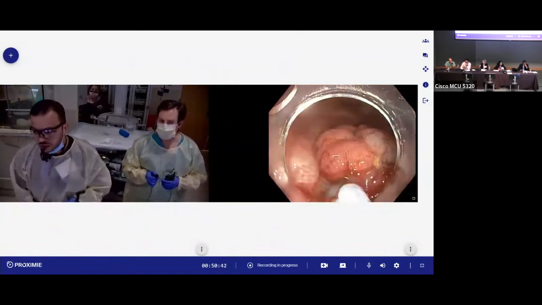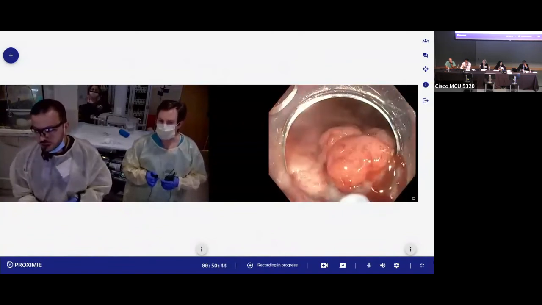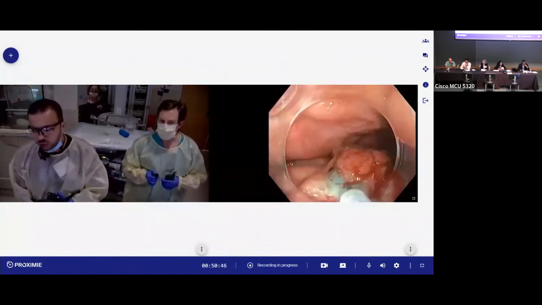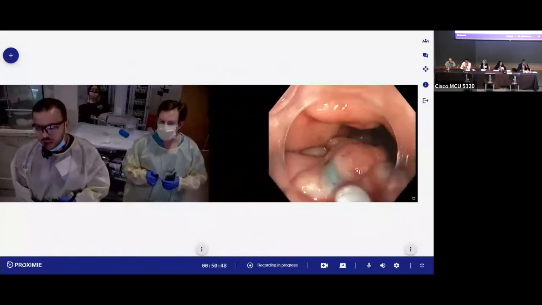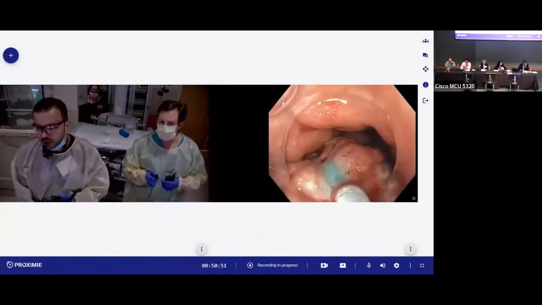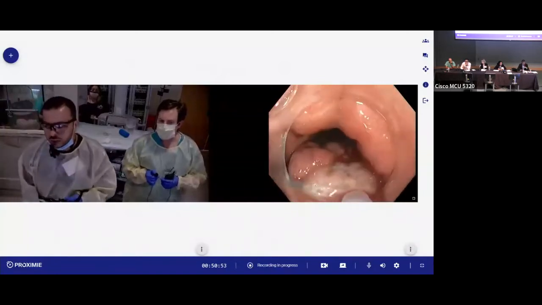Inject. Okay, go ahead. Same thing here. You can see I'm moving my scope. I'm suctioning the lumen in that desired direction. Up, needle back. Okay. That's great.